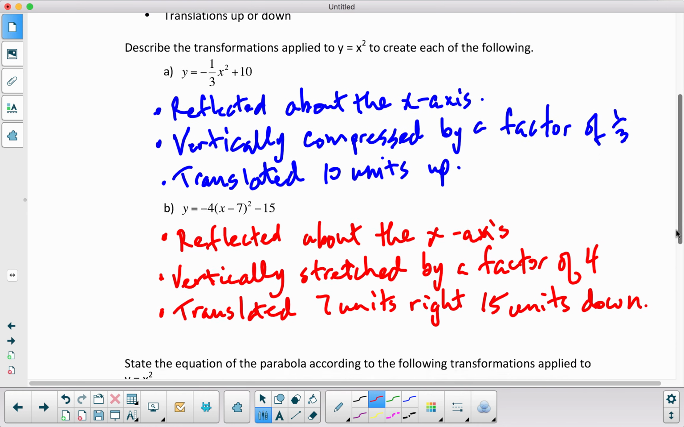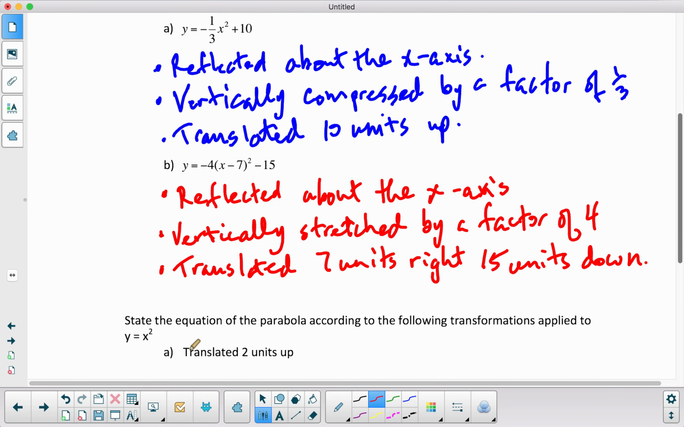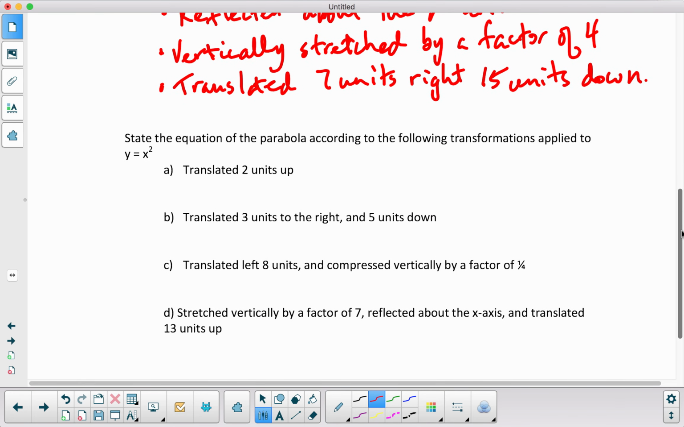Okay, the flip side of this question is if you are given the descriptions of the transformations, then asked to come up with the equation. All right, so here we go. If we take y equals x squared and we shift it up 2 units, or translate it up 2 units, then that's affecting the k value. So we have to add 2 units as the k value. So this becomes y equals x squared plus 2.